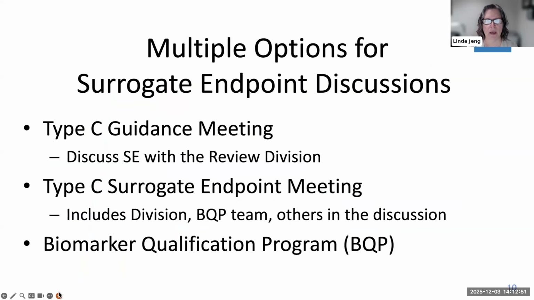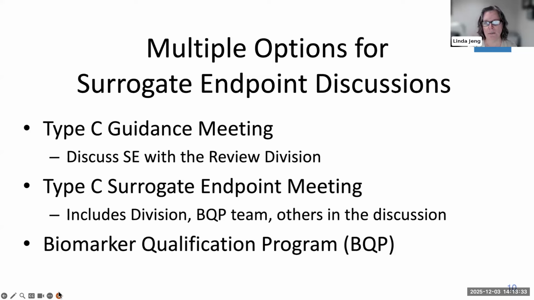Next slide, please. So when we're talking about potentially using a surrogate endpoint to support approval, there are multiple options that you can do. There are general type C guidance meetings, and those would involve discussion with the review division about the surrogate endpoint and what's being proposed and what evidence is supported. Those meetings may have further discussion about what additional information may be needed and how that surrogate endpoint would best be used. A type C surrogate endpoint meeting is a specific type of meeting, and that includes a broad group of people involved, the division, but also the biomarker qualification program team and others in the discussion.